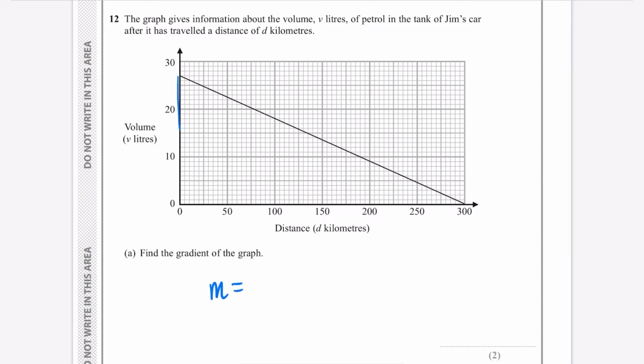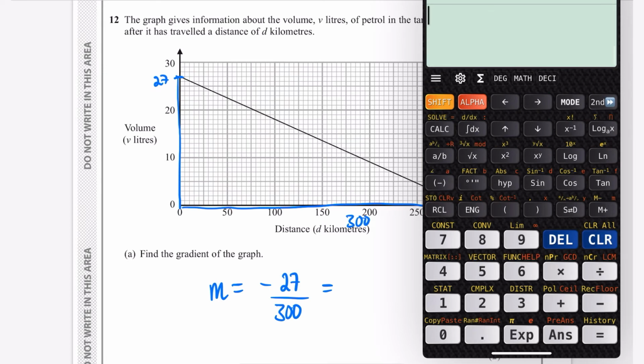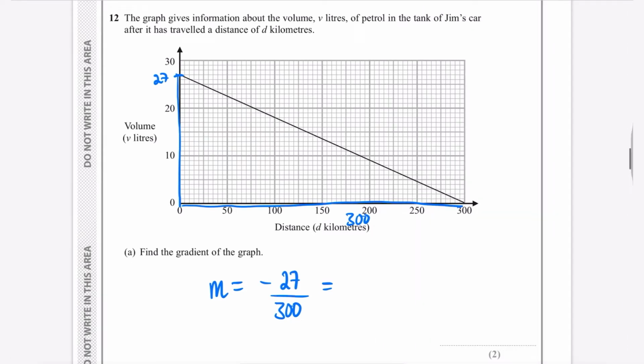It's the change in the y-axis, or in this case this V-axis, divided by the change over here. So this difference that we've got on the side, you can see this value is 27, and it's actually going down 27. So I know it's going to be negative overall, because you can see that the gradient of this line is going downwards. And then along the bottom, it is 300. So the gradient is the change in this direction divided by this. It's the rise divided by the run. So I'm just going to do my minus 27 divided by 300. So we get the answer minus 0.09.